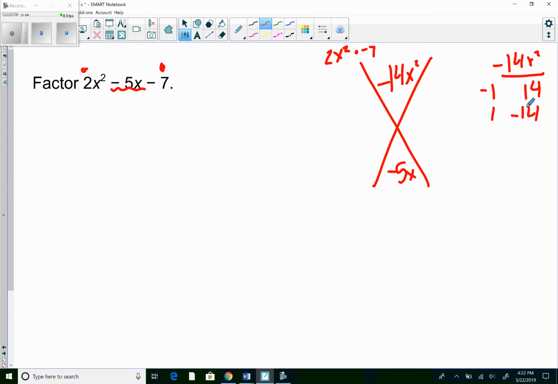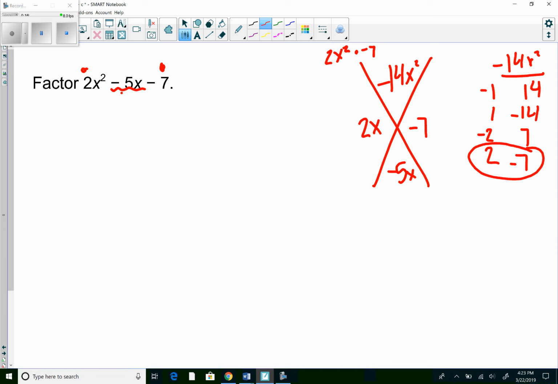Remember, you guys, I told you that when you set these up, if C is negative, you're going to want to set them up 2 times. So that's 1 and 14, 2 and 7, and those should be the only factors of 14. So how can I come up with negative 5? That should be that one. So I'd have 2x minus 7.